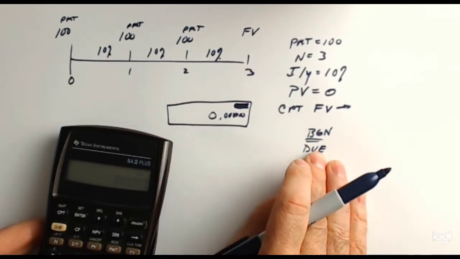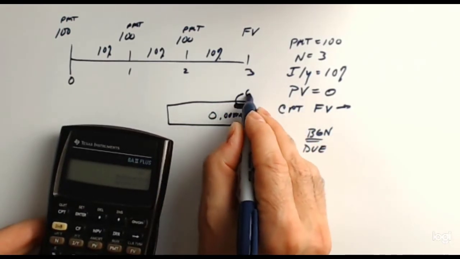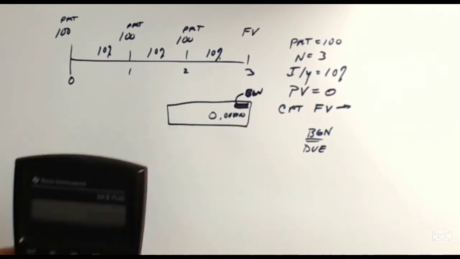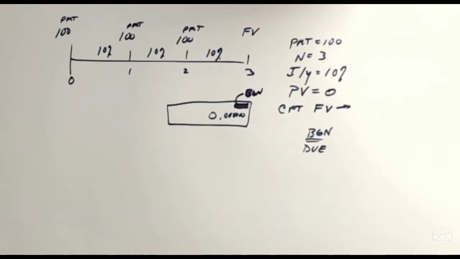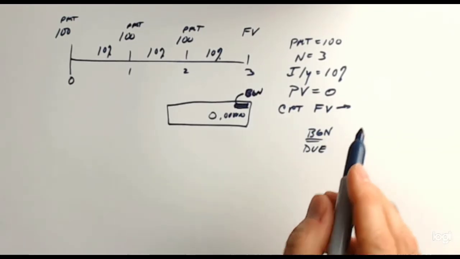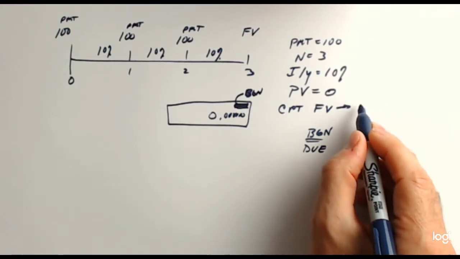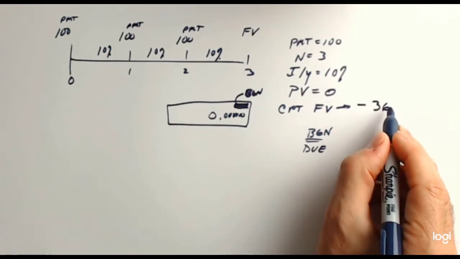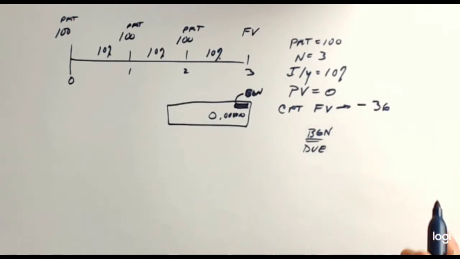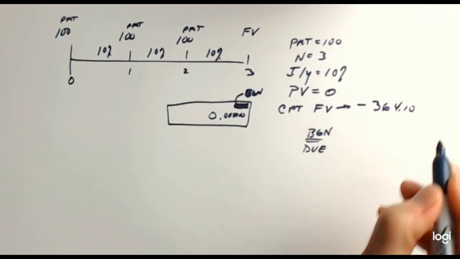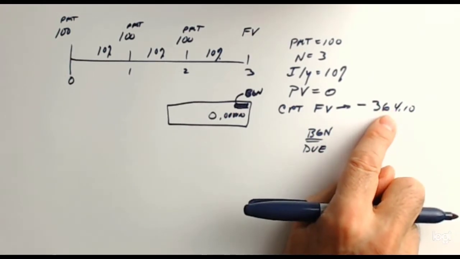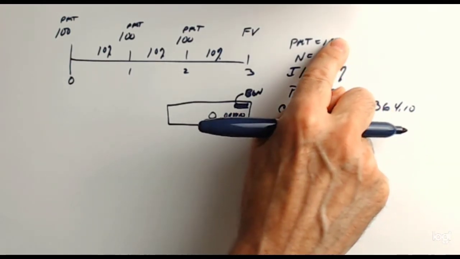Here we want to be in beginning mode, and so you better make sure that it says BGN or you'll end up calculating an ending annuity, which is sometimes called an ordinary annuity. Okay, so once we do this, what's going to pop out is minus 364.10.